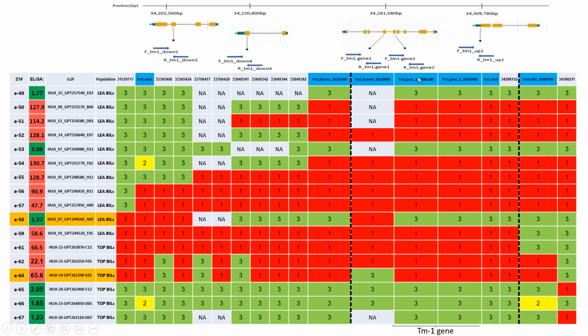So the TM1 gene is a gene that we suspect affects the phenotype that gave the tomato the resistance to the virus.